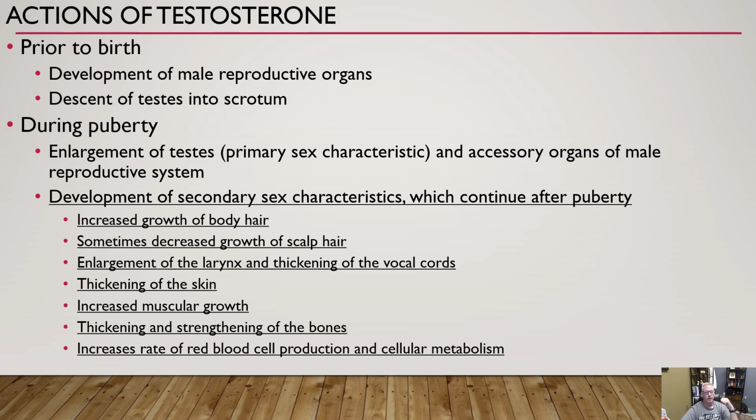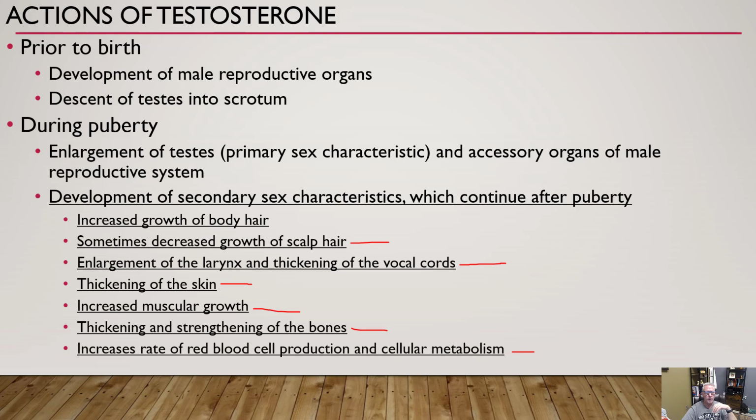Increased body hair, sometimes you'll see decreased growth on the scalp, deepening of your voice, thickening of your vocal cords, thickening of your skin, muscle growth, thickening and strength of bones, increased rate of red blood cell production, and increased cellular metabolism. So that's basically pre-puberty versus post-puberty cellular metabolism.